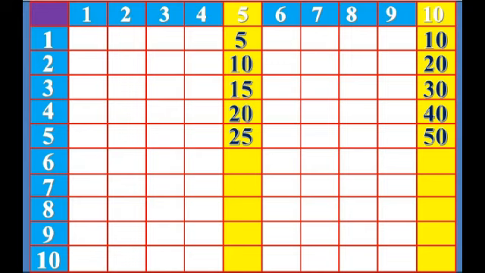What is 6 times 5? 6 times 5 is equal to 30. 30 times 2 is equal to 60.